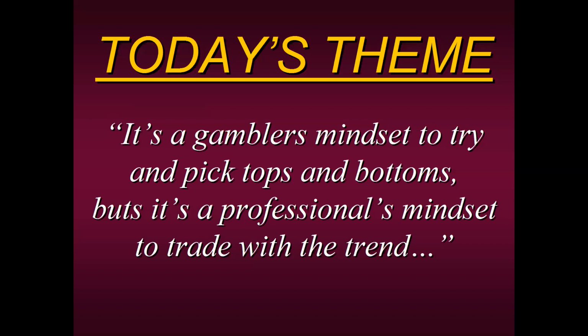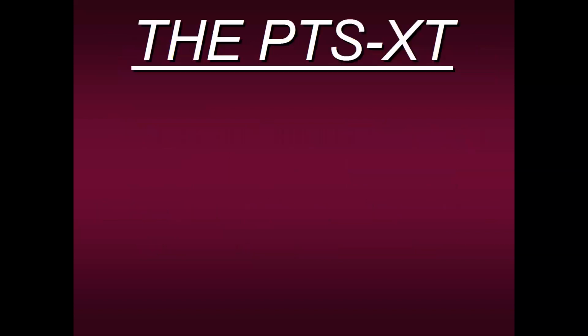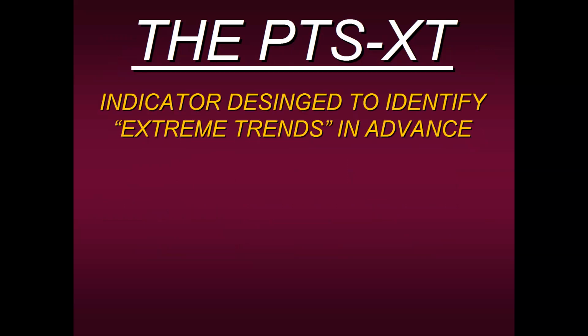Now we're going to be talking about extreme trends. So how do we find the extreme trend? By using the PTS-XT. This is the tool we're going to be talking about today. For those of you who aren't familiar with it, it's an indicator designed to identify extreme trends in advance. I know a lot of you would say, oh, Steve, I thought you have other indicators like the PET-D or the buy-sell line. Those are completely different. For example, the buy-sell line will just identify the overall trend. That's it. It doesn't tell you if it's going to be a strong overall trend or a weak one. It just tells you what the overall trend is.